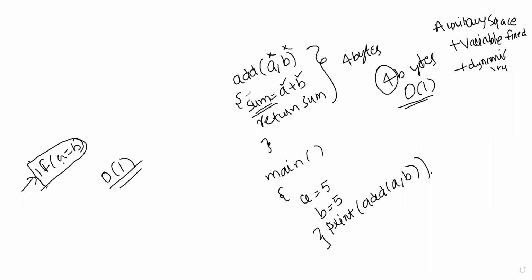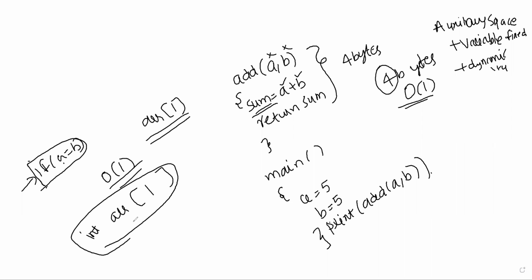For example, if you take an array of size 1, let's say an int array, what is the space of an array of size 1? How many bytes is this array going to take? 4 bytes. If I make it 2, how many bytes is it going to take? It's an array of 2.